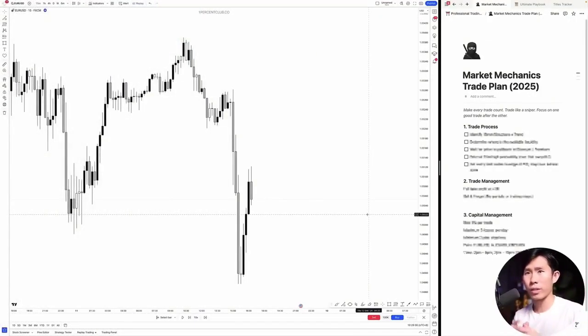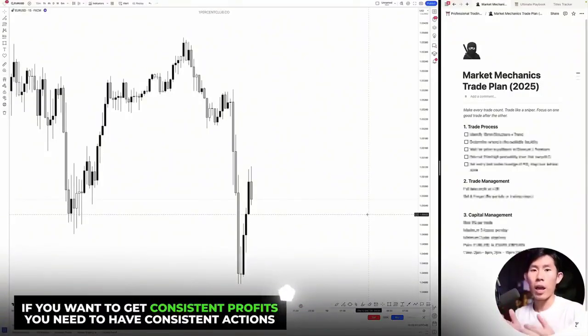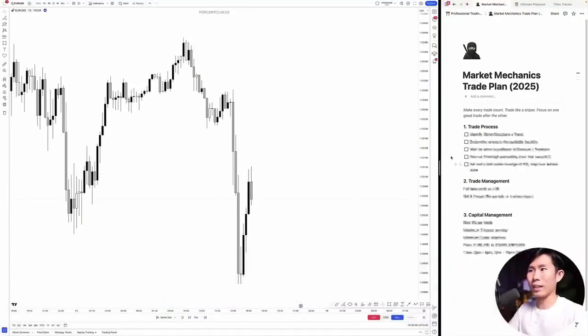It's really important that you have some form of structure in your trading, because if you want to get consistent profits, you need to have consistent actions, right? So having a mechanical trade plan just like this allows me to trade with confidence, without guesswork or emotions whatsoever.